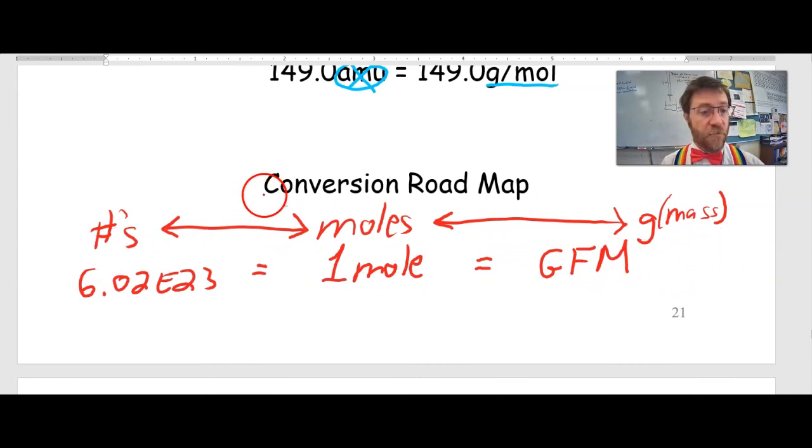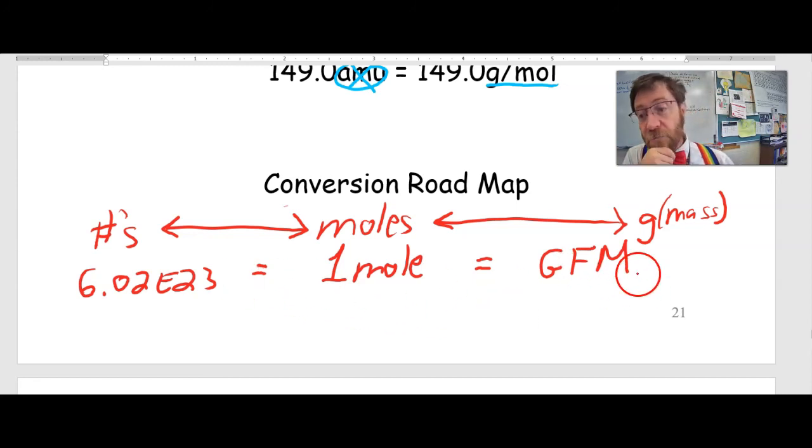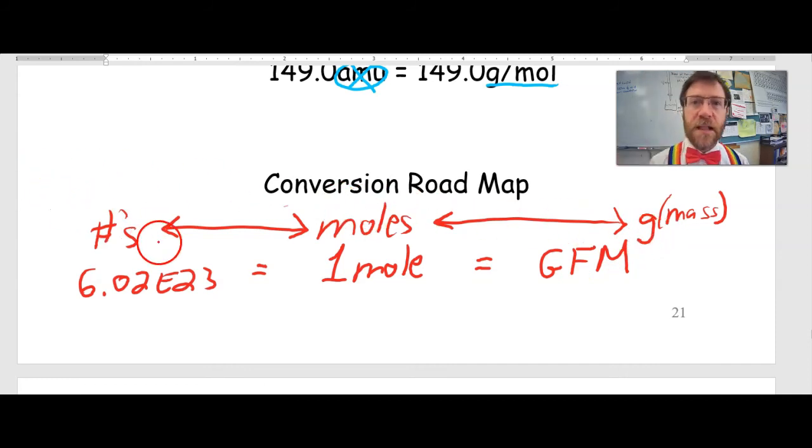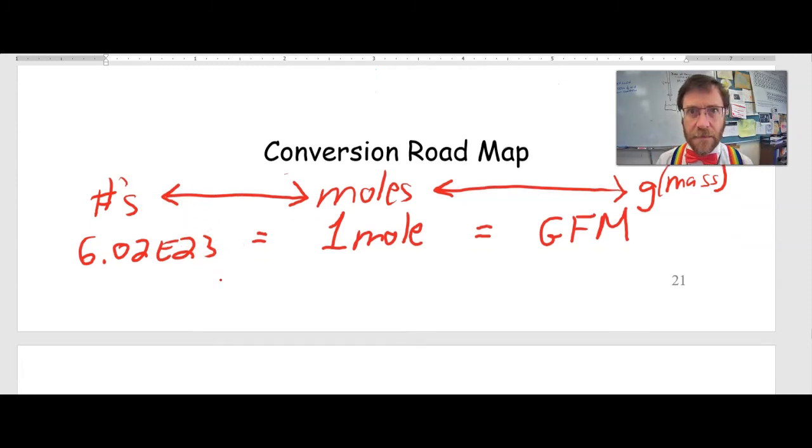So, for example, if we want to know how much 1.3 times 10 to the 48 atoms of lead weigh, we can't get straight to mass. We're going to have to go from numbers to moles and then to mass. You guys picking up what I'm putting down? Same thing with mass and numbers. If the question is, how many atoms are in 2 grams of, I don't know, silver? Well, you can't go straight from mass to numbers. You just can't do it. You have to go from mass to moles and then to numbers. And that's how we know how many atoms and molecules we have in the sample. Got it? Excellent.